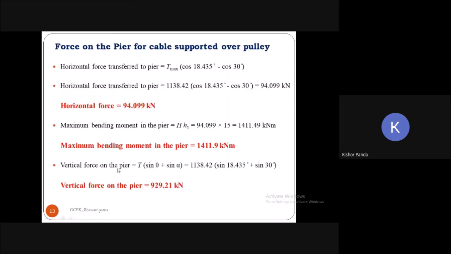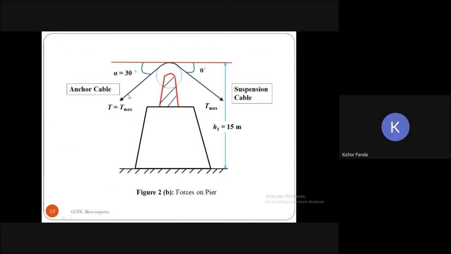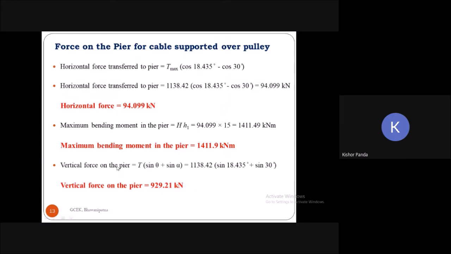The vertical force on the pier is equal to T into sin theta plus sin alpha. The vertical component of this one is equal to T sin alpha, and the vertical component of this one is equal to T sin theta. So the vertical force on the top of the pier is equal to T into sin theta plus sin alpha, 1138.42 into sin 18.435 plus sin 30. The vertical force on the pier is equal to 929.21 kilonewton. So these are the forces which are transferred to the pier.